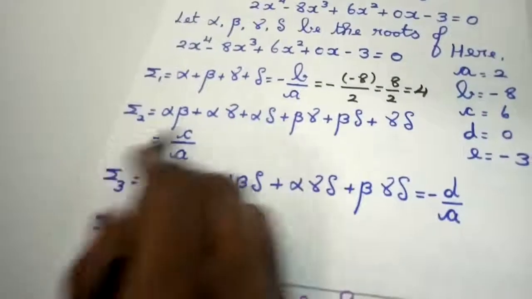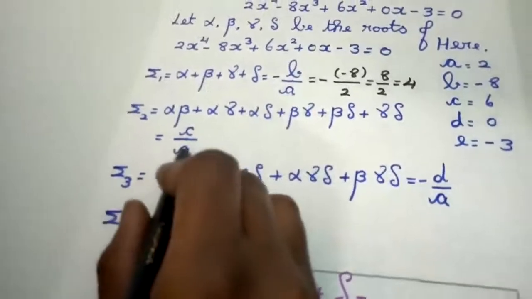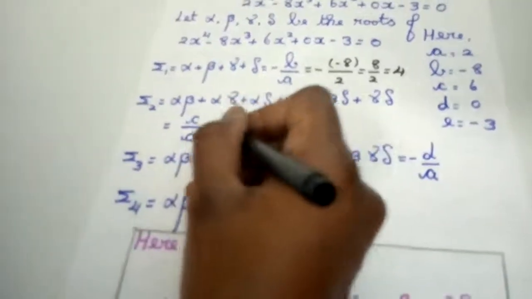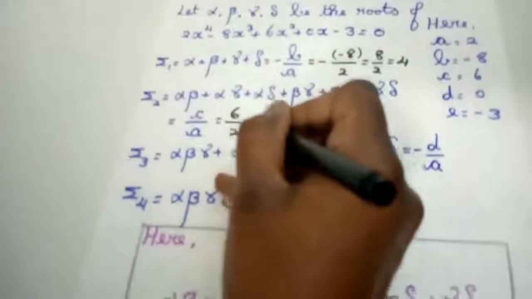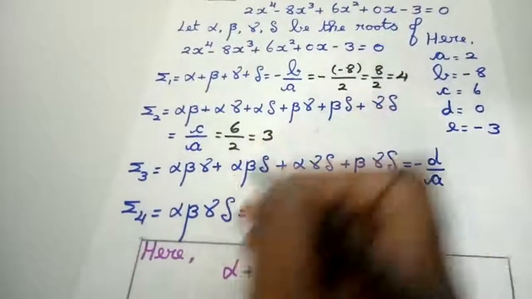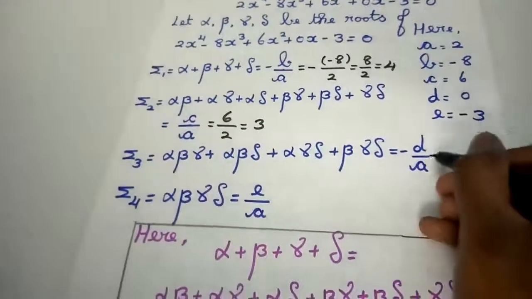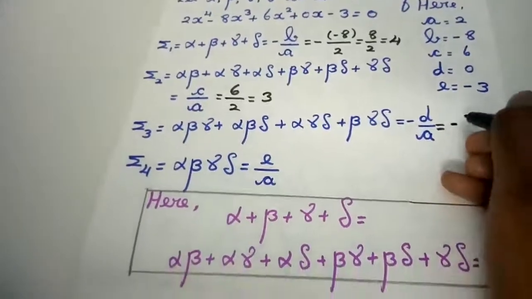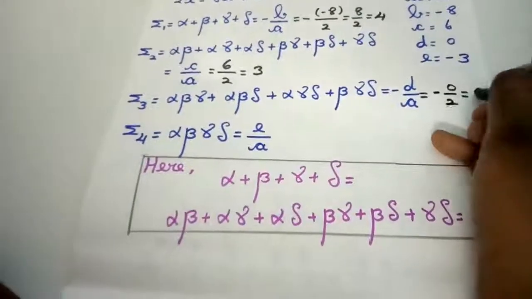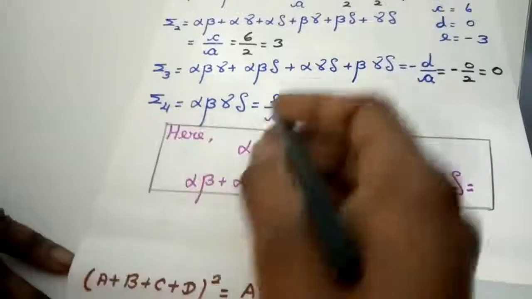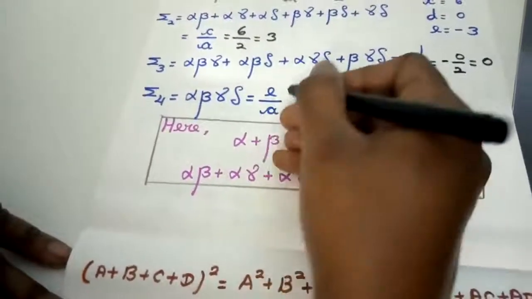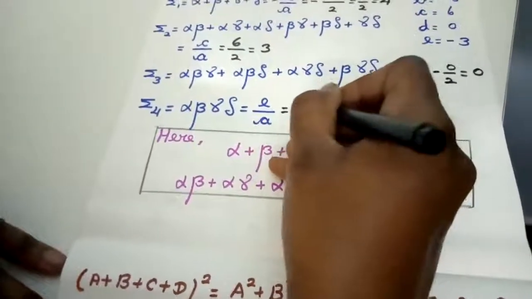Coming to summation 2, it is equal to c by a, which means 6 by 2. You will get the answer as 3. Similarly, summation 3 is minus d by a, that is minus of 0 by 2 equal to 0. Coming to summation 4, it is e by a. So what is the value for e? Minus 3 divided by 2.